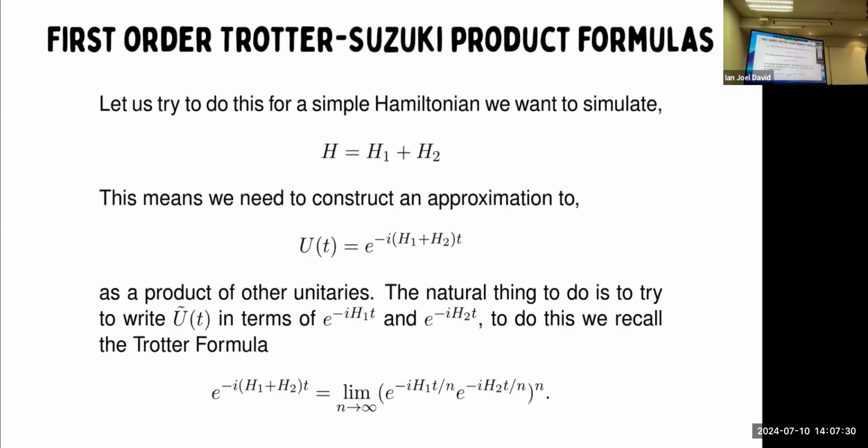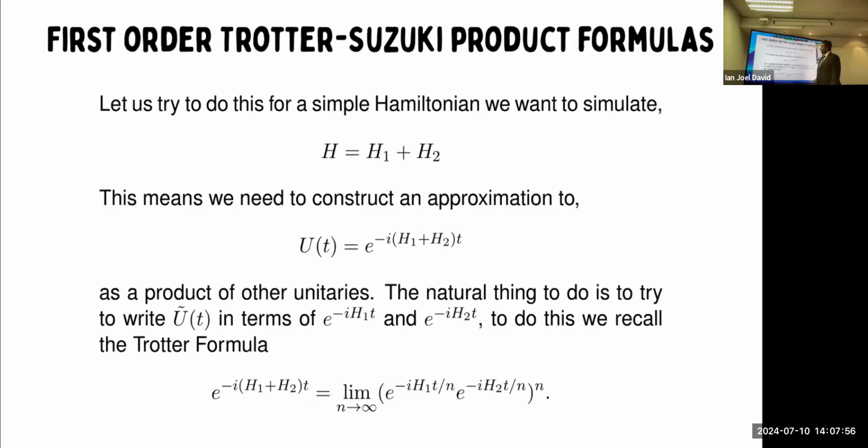And this is where the first order Trotter-Suzuki product formulas come in. So for the time being, let's simplify everything that we're doing by just taking a Hamiltonian that is just H1 plus H2. This is going to make our analysis a lot easier, and the motivation and the analysis of this, what we're going to call the first order Trotter-Suzuki product formula, very, very straightforward.